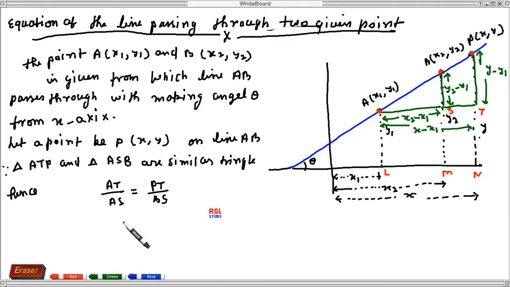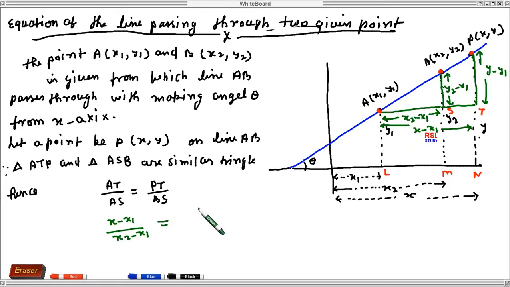Don't write like this: big, small, then small, then big. Means a sequential order should be maintained. So after writing this, we will proceed forward. And AT is nothing but x minus x1. AT is nothing but x minus x1 we are seeing, and AS is nothing but x2 minus x1. From the figure it is clear.